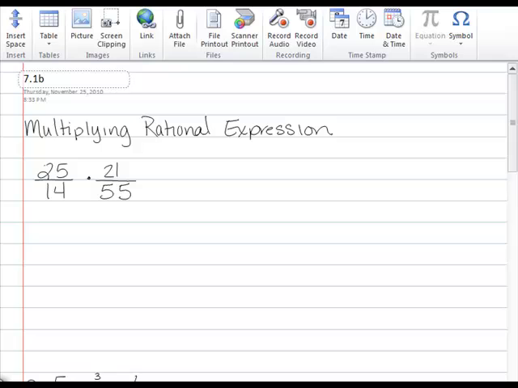So the example I'm giving you right now is 25 over 14 times 21 over 55. The first thing I want us to do is reduce the fractions. And remember, as long as it's from top to bottom, we can reduce it. It can be in the same fraction or it can be across fractions. You'll notice that 25 and 55 are both divisible by 5. So we're going to divide out a 5. That makes this 5 and that makes 55 11.